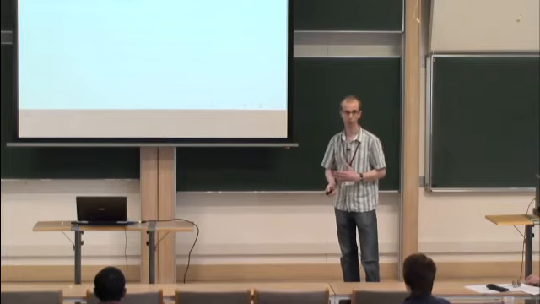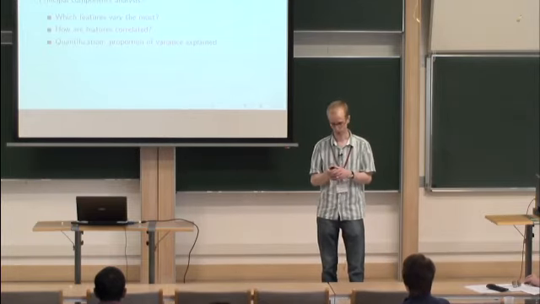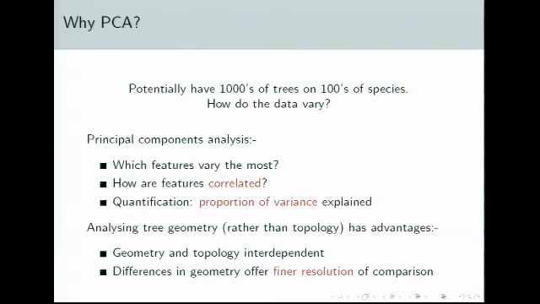Okay, so why do PCA? Well, what can PCA tell you? It can tell you which features are varying most in your data, how features are correlated, and standard principal components analysis also produces a proportion of variance explained by principal component. So we're hoping our analysis can do all of those things. And in particular, I'm going to be looking at branch lengths as well as shape, because it has certain advantages.